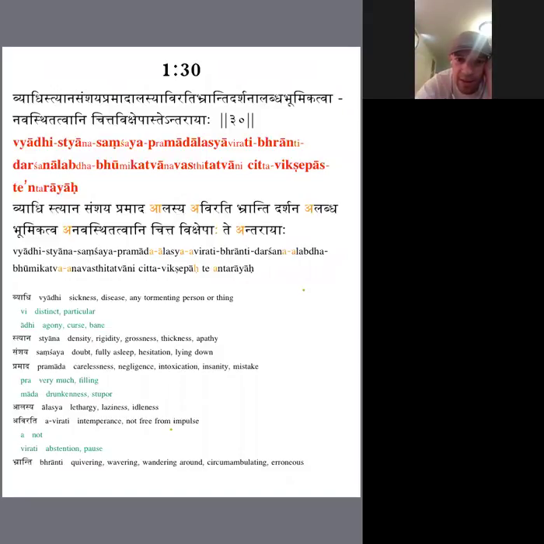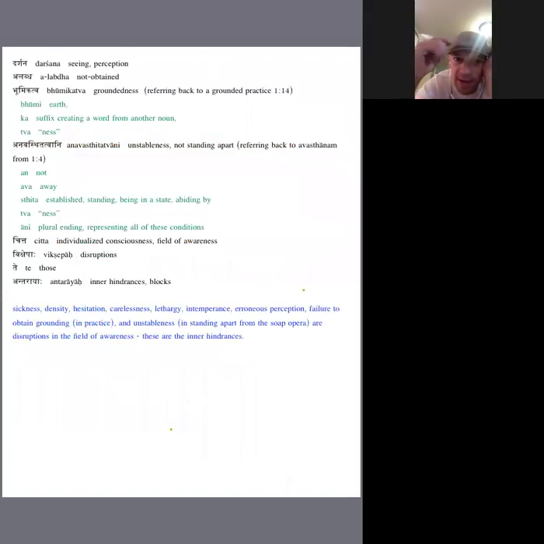Bhranti darshana literally means erroneous seeing. You might recognize that drish root from drishti, bhranti darshana, erroneous seeing. And then alabdha bhumikatva is an interesting formation. It means not obtained groundedness. So this is generally a vata disturbance in Ayurveda, but it's an ungrounded individual, and also can mean that the practices are not grounded. So in a way, it's a reference back to abhyasa, any practice not being firmly grounded enough. And then anavastitatva, which becomes anavastitatvani, takes the plural ending, ani, means all of these things.